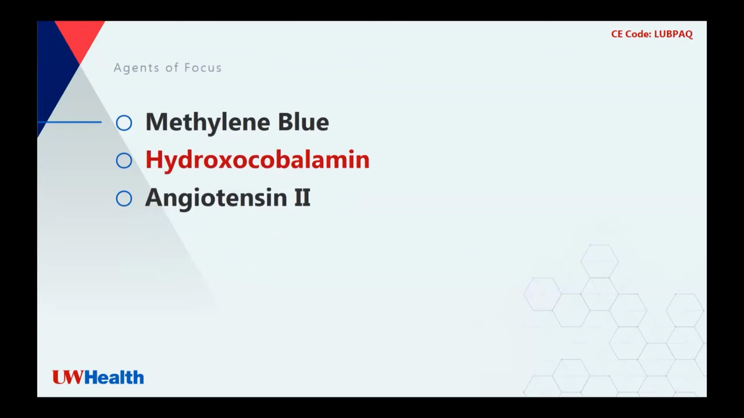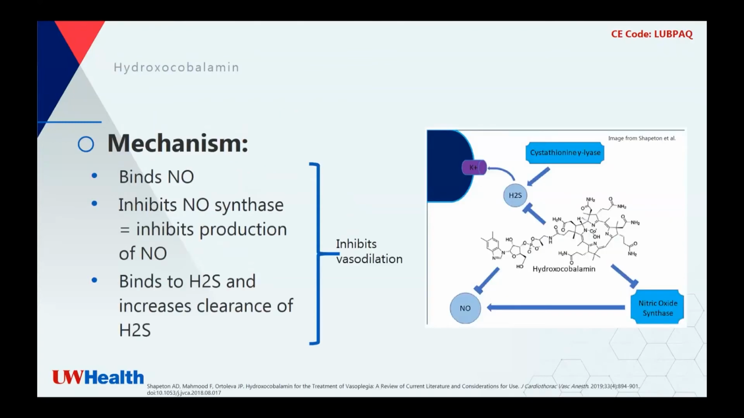So next, we'll discuss the use of hydroxocobalamin. Hydroxocobalamin targets a couple of the mechanisms of vasoplegia that we discussed at the beginning of the presentation. It targets the nitric oxide pathway, but also the hydrogen sulfide pathway. It binds and inhibits nitric oxide, but it also binds and inhibits nitric oxide synthase. So it inhibits the action of nitric oxide and its production. And it also binds to hydrogen sulfide and increases its elimination, so that inhibits vasodilation through that pathway as well.